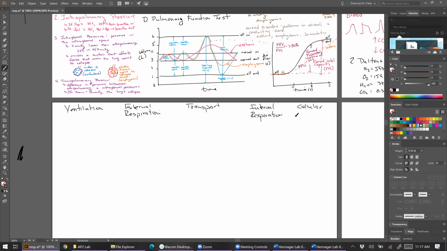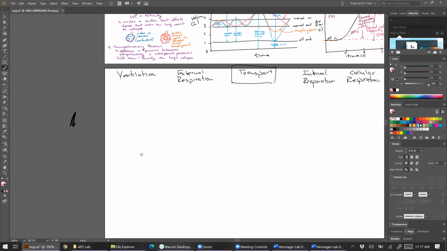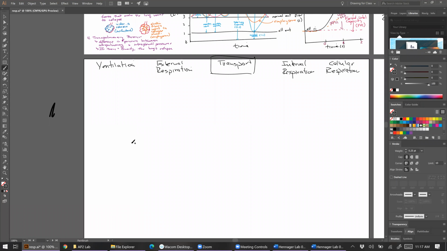And I'll just leave the redundancy, just repeating things over and over so they get into your head, but then also we can circle this so that we know we're doing transport. There's 3 parts of transport. We're going to do O2 and CO2.